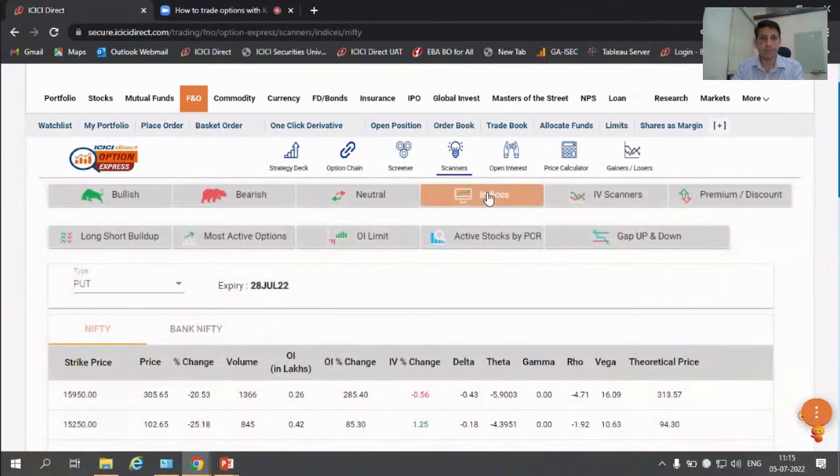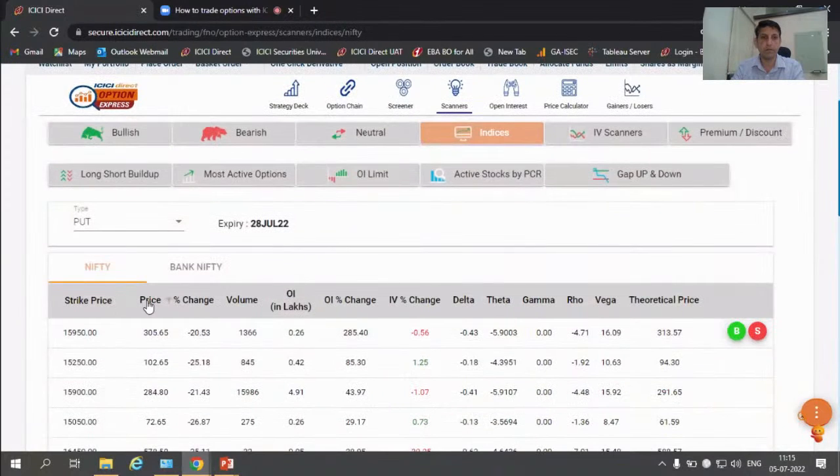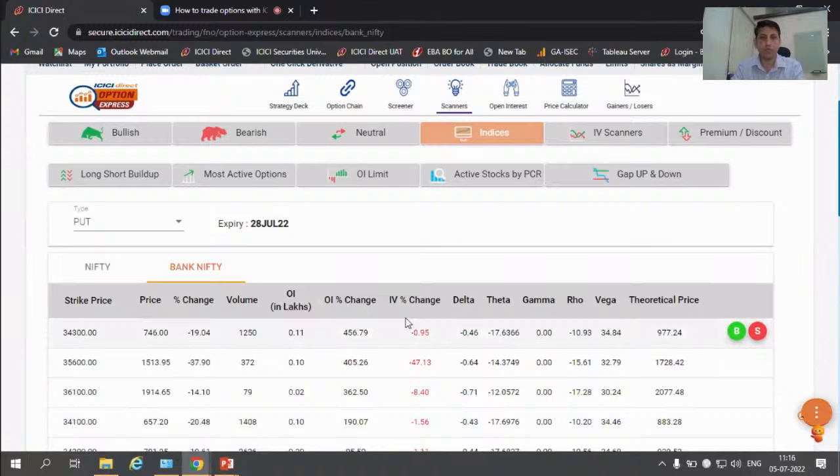For indices, we have Nifty and Bank Nifty, where you can see all the strike prices that are trading, and then you can filter this based on the highest volume, highest OI, OI change, implied volatility change, and so on and so forth. So you'll be able to get all the information related to Nifty and Bank Nifty, especially the options trader. They want to understand how the implied volatility is changing over yesterday, how the delta is changing, how the theoretical price is changing, because this is all the information that you need to track on a daily basis to understand the behavior of the particular instrument.